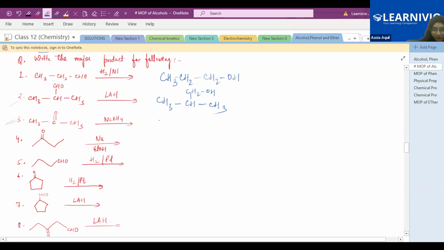CH3, CHOH, CH3. CH3, CH, CH3, and OH. On which carbon will you attach the OH? Second carbon. Yes. CH3, CH, OH, and CH3. Right. So on reduction of ketone, you will get a secondary alcohol. So this is your secondary alcohol. Very good.